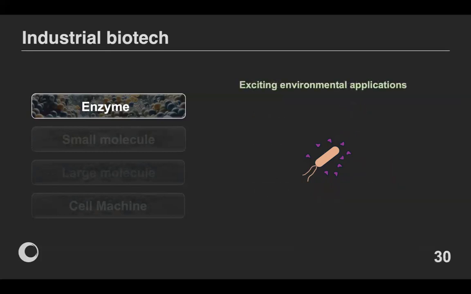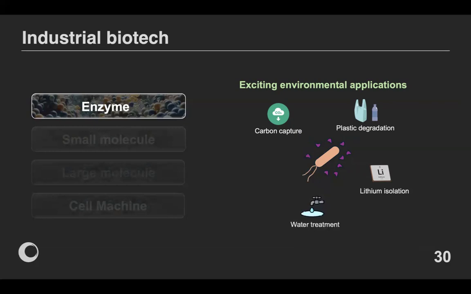And so more recently, we've seen some more exciting environmental applications of enzymes. For example, you can take enzymes that are naturally found in plants that convert CO2 to glucose for plants, and try to mass produce that. And so we can have enzymes that do carbon capture. You can have enzymes that degrade plastics. You can isolate lithium, because getting enough lithium to make enough batteries for the sustainable economy long term is going to be a huge challenge. You can have enzymes that clean up water. You can also have enzymes that take out air pollutants. And so there's a lot of really exciting applications here for the enzymes.